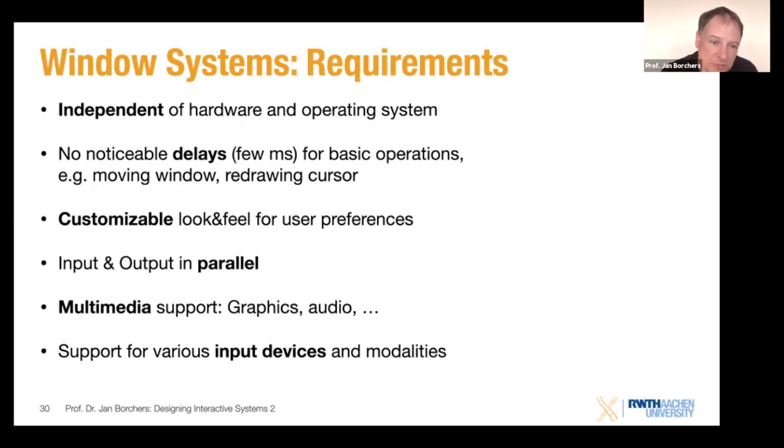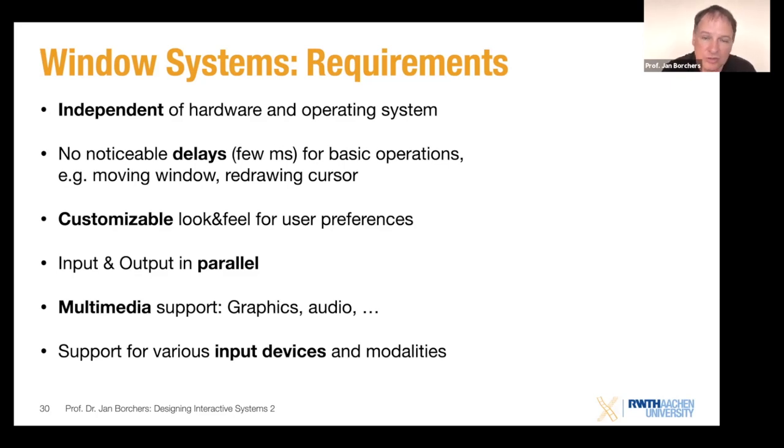Anyway, windows systems should be customizable. So you should be able, as an end user, to customize the look and feel for your preferences. And that's something that the system needs to take into account. Input and output, of course, need to be able to happen in parallel. Not just in the sense that I have multiple applications running, but also that I want to be able to work with an application, type text, and at the same time display messages in it, and so on. We want to see support for audio, for visuals, for media playback, and so on.